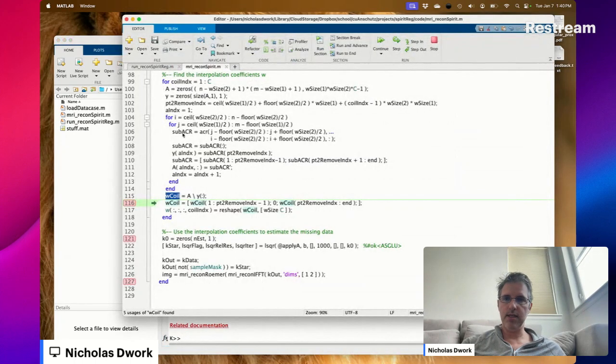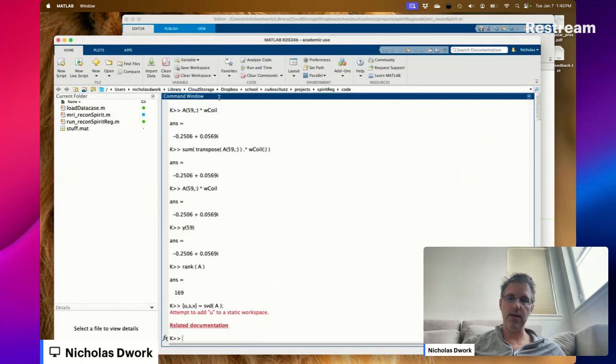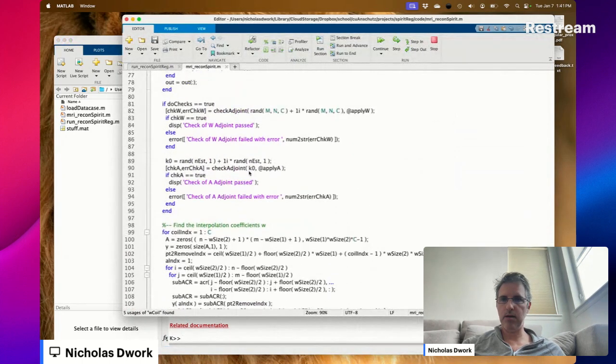I really do not like the static workplace stuff. Why can't I see new variables here? Why is that a problem?